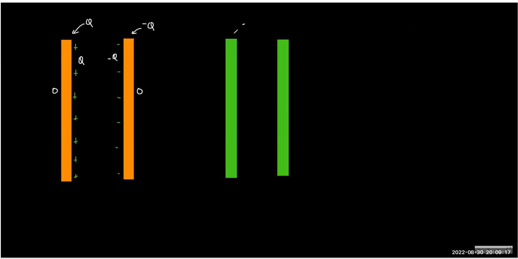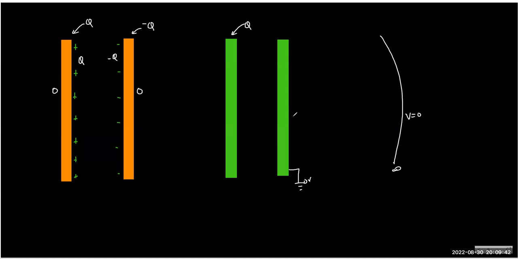Now imagine if you give charge Q, but you ground the other one. Now grounding means what? The potential is zero. And if you look at the nearest surface, if you look on the other side, which is called infinity. So at infinity, the potential is also zero.